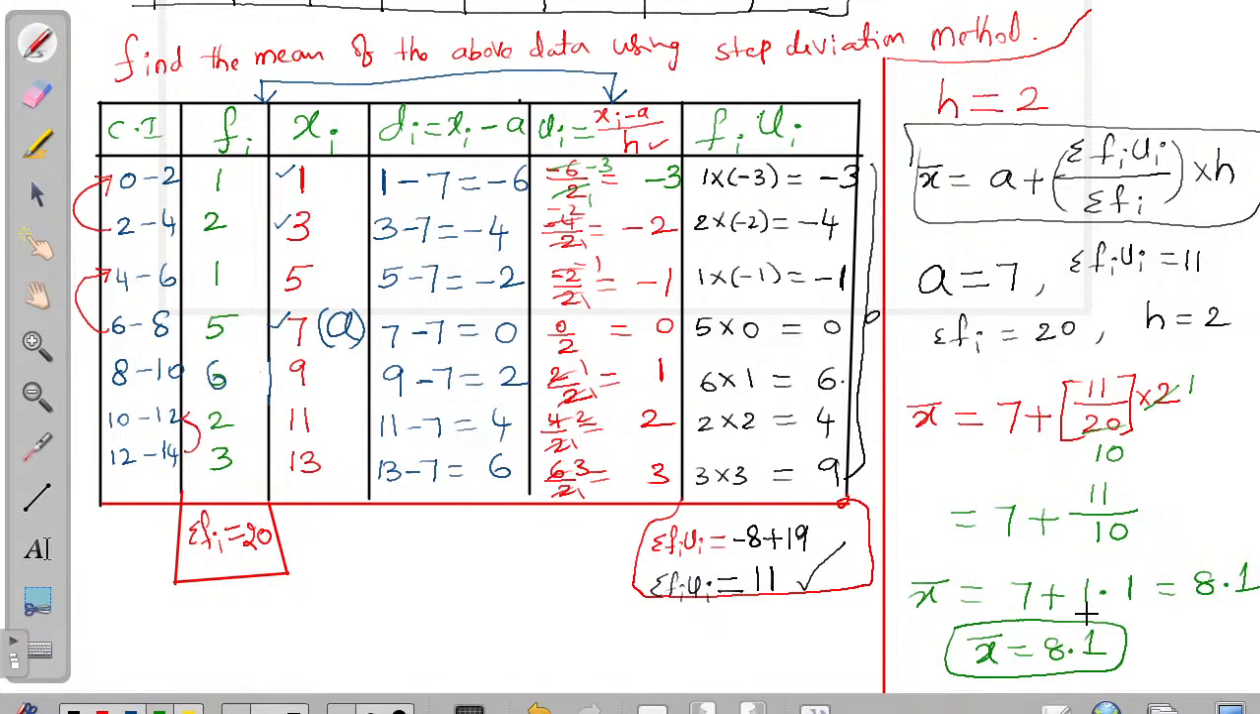Okay, if we solve this same problem in the direct method, and also in the assumed mean method, and also today we solve this in the step deviation method, we get the same answer. So it is the step deviation method.